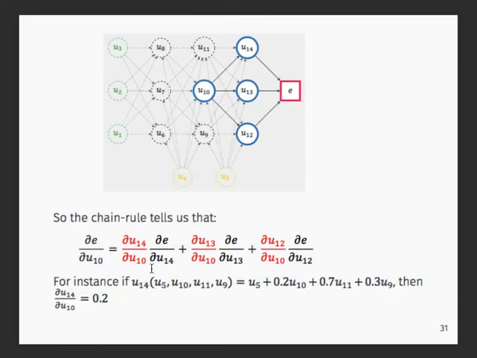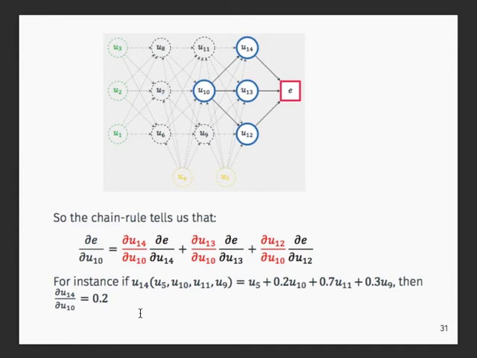So, for instance, U14 is this guy here. U14 is a function of U12, U11, U10, U9, and of a parameter U5. I arbitrarily picked this function, that's something that you decide on. Then the partial derivative of U14 with respect to U10: when you look at it in terms of U10, there is only one, and the coefficient is 0.2, so that's 0.2.